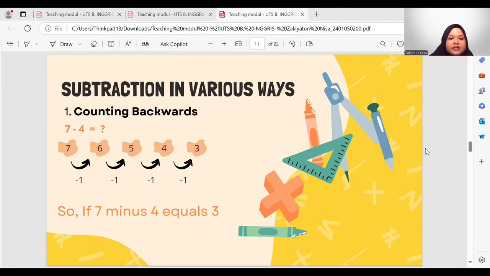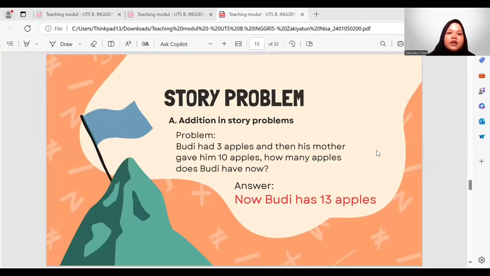For example, the number you want to subtract is 3, so we will make 3 arrows between one box and the next box, and after we count, the result of 7 minus 4 equals 3. And the third material, or the last material, is about addition and subtraction of story problems.